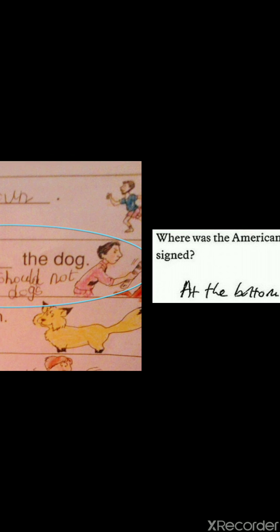Where was the American Declaration of Independence signed? At the bottom. That is right, though, because it was signed at the bottom. But the teacher's probably looking for, like, what place it was signed in. With that being said, let's move on to the next.